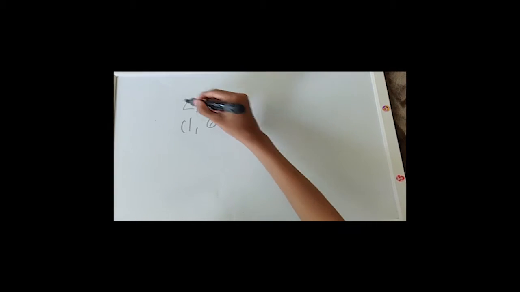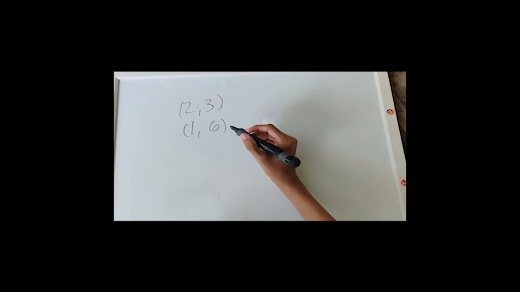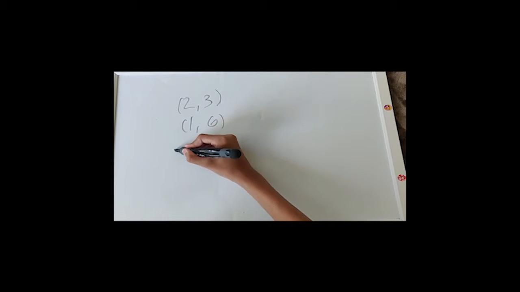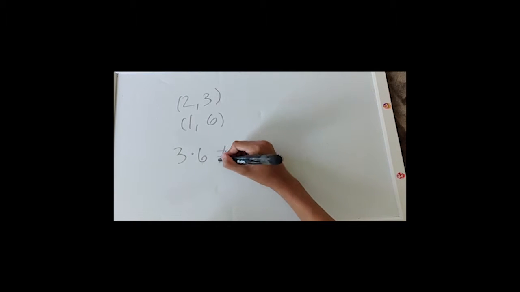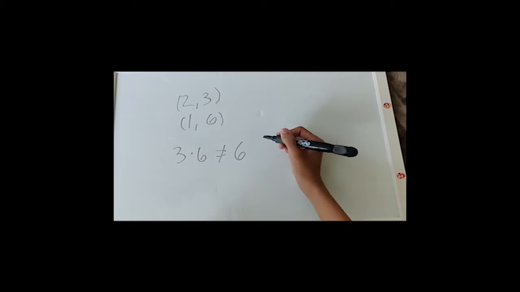3 times 2 equals 6. Similarly, 6 and 1 are also factors of 6, but they have to be paired together. 3 and 6 are not factors of 6 because 3 and 6 multiplied together do not equal 6.